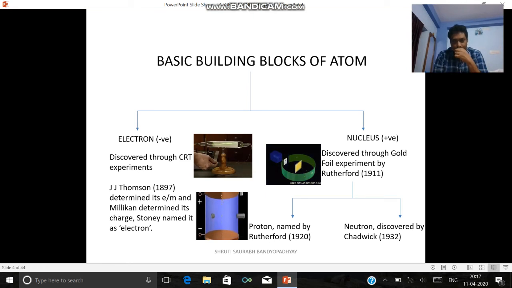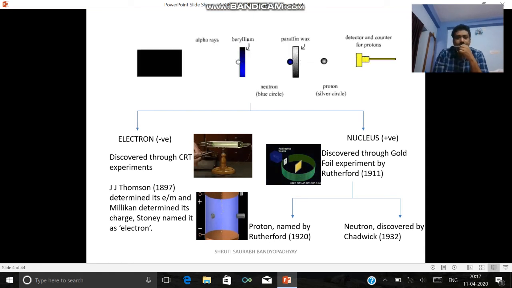But nucleus also contains neutral particle like neutron. 1932, Chadwick discovered neutron by this experiment. Here also we see some radioactive element emits alpha rays. Alpha rays are nothing but stream of alpha particles. What are alpha particles? Alpha particles are actually charged helium ions.